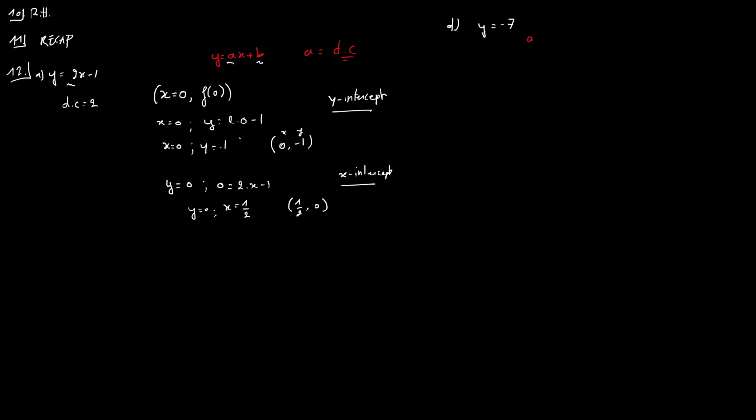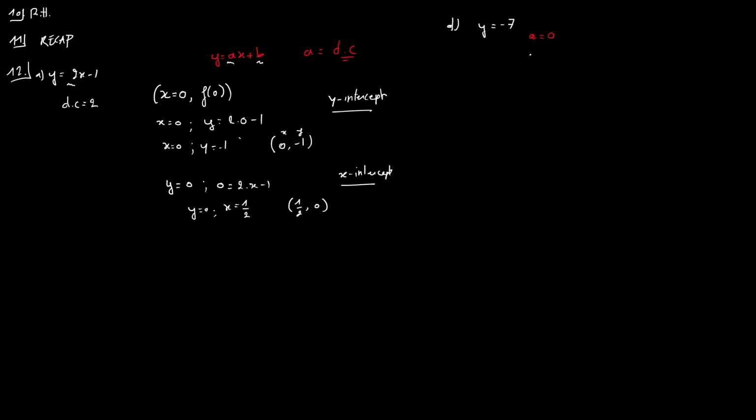A is 0, right? So it means that we're dealing with a function that's flat, right? It's not going up, nor is it going down. It's just staying flat. Okay, so what's our b then? So in this case, it would be -7.